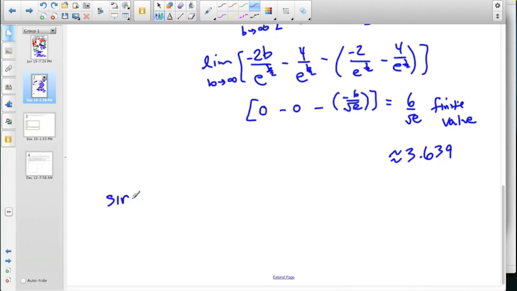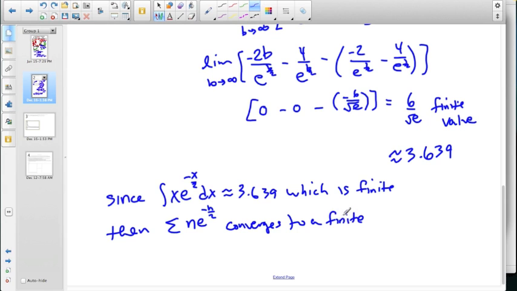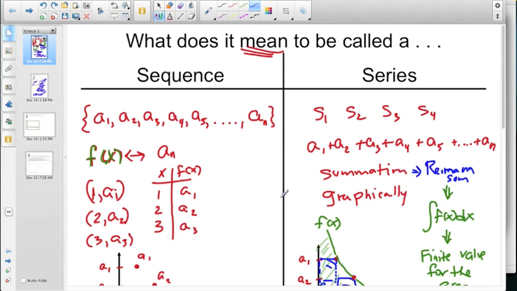So we have then just a general statement here that since the integral of x e to the minus x over 2 dx is approximately equal to 3.639, which is finite, then the series n e to the minus n over 2 converges to a finite value. And again, going back to that previous page, we don't know the value.